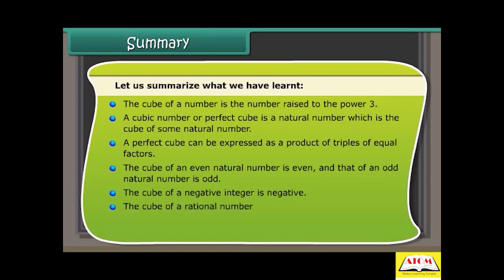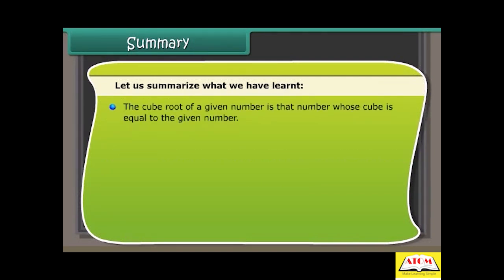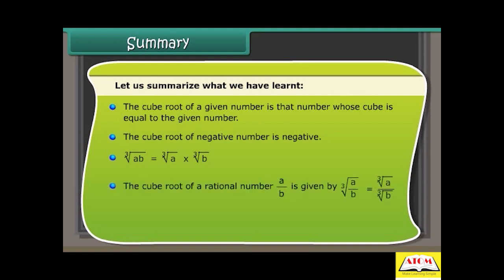The cube of a rational number a upon b is (a/b) whole cubed, which is equal to a cubed upon b cubed. The cube root of a given number is that number whose cube is equal to the given number. The cube root of a negative number is negative. The cube root of ab is equal to the cube root of a × the cube root of b. The cube root of a rational number a upon b is given by the cube root of a upon b is equal to the cube root of a upon the cube root of b.